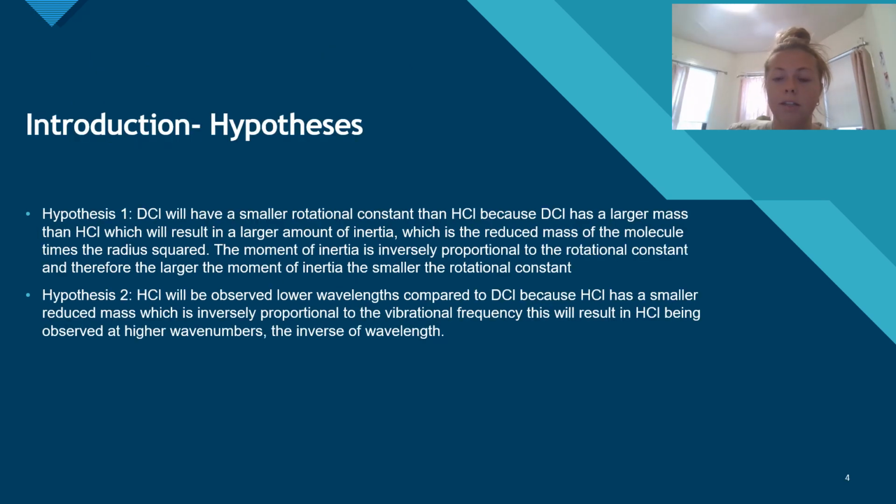My first hypothesis is that DCl will have a smaller rotational constant than HCl because DCl has a larger mass than HCl. This results in DCl having a larger moment of inertia, which is the reduced mass of the molecule times the radius squared. The moment of inertia is inversely proportional to the rotational constant, and therefore the larger the moment of inertia, the smaller the rotational constant.